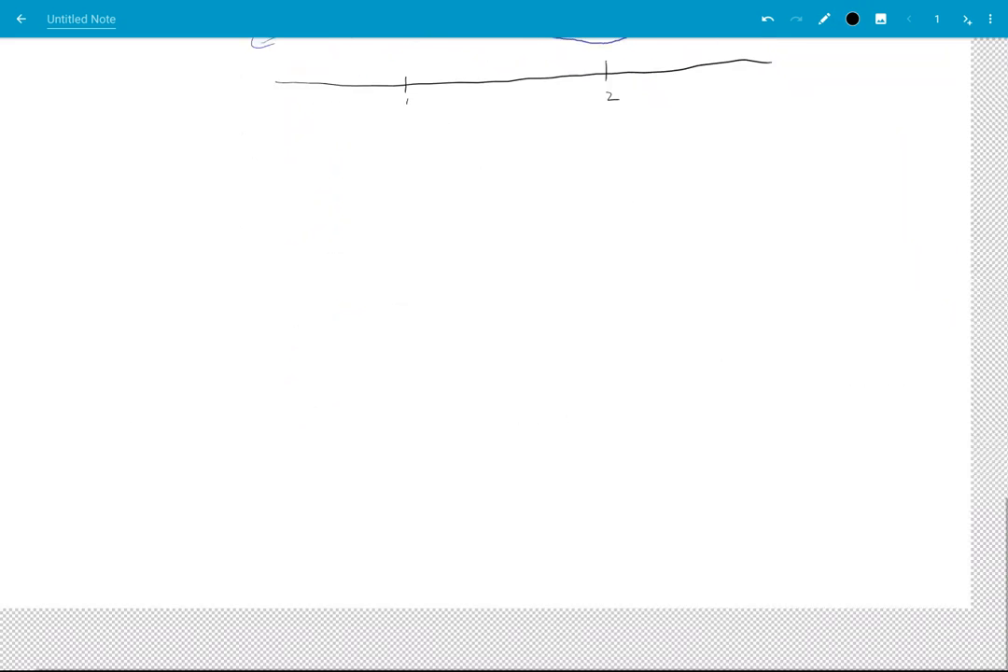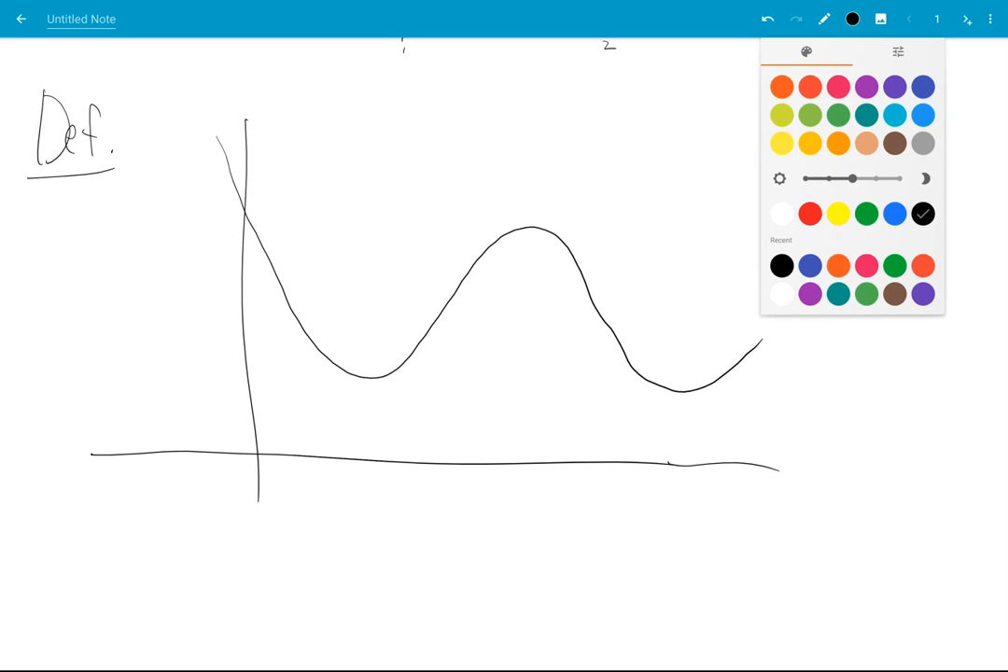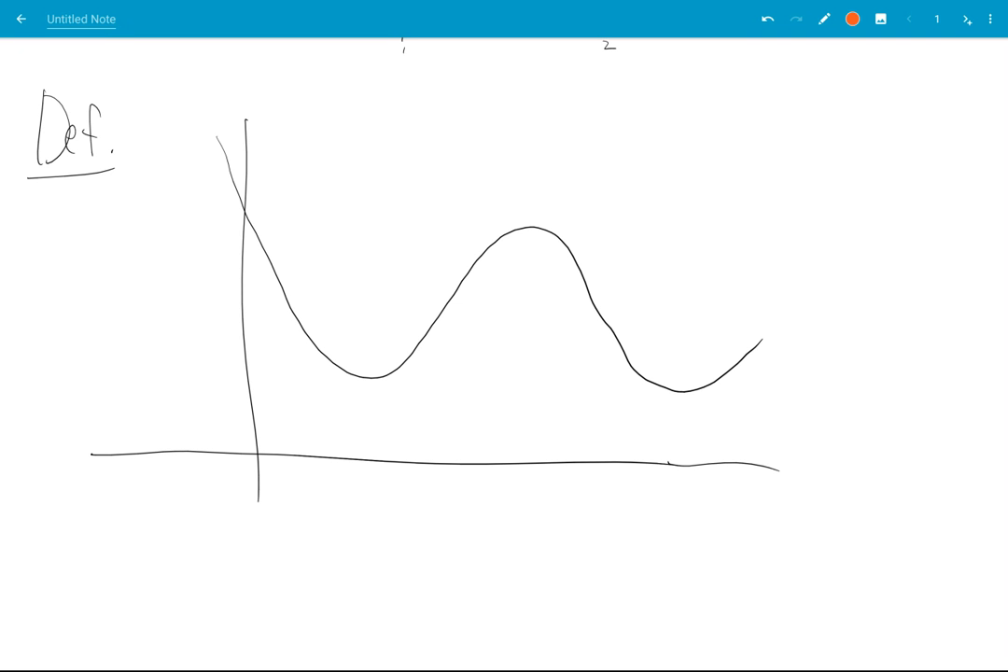All right, let's do definition here. Definitely important. Well, we're just going to do this visually. If you have a function that does something like, doesn't matter so much. So this is a function, we'll say, f of x, whatever.